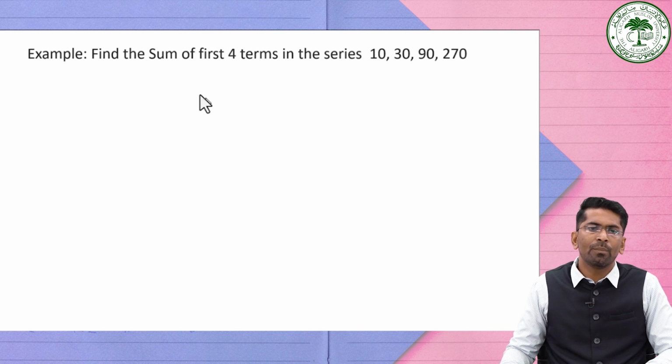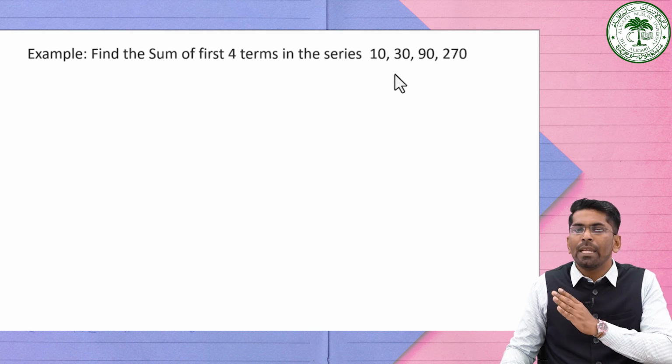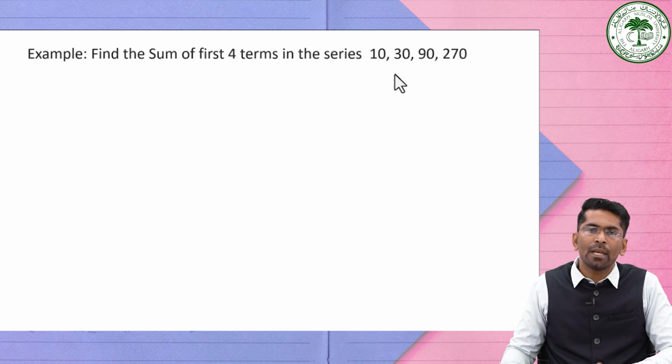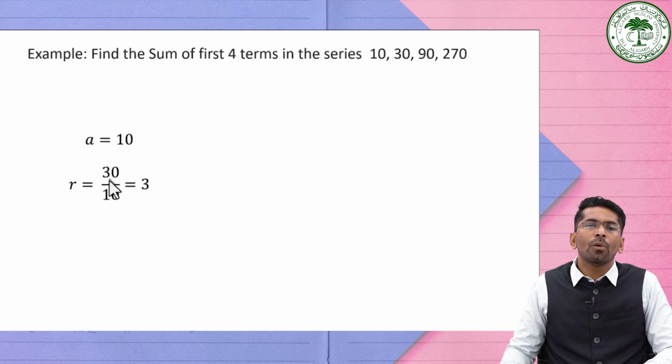Let us consider one example. Find the sum of the first 4 terms in the series 10, 30, 90, 270. The 4 terms are given here and we want to find the sum. We could add these 4 terms, but if the number of terms is very large, then it is very difficult to find the sum of the given geometric progression. So we can use this formula. Here a is equal to 10, r is equal to 30 divided by 10, which is 3, and n, the number of terms, is 4.